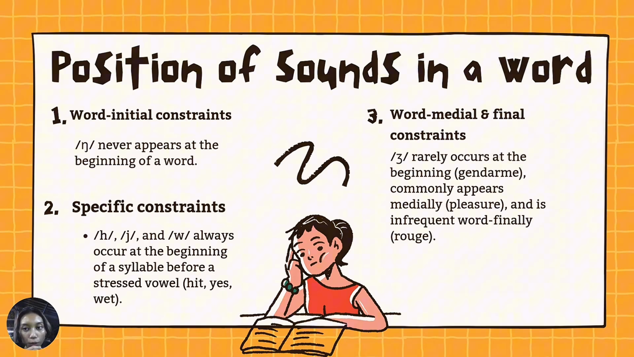Now let's look at how phonotactic constraints apply to different positions in a word. First are word-initial constraints. The sound ng never appears at the beginning of a word. The second are specific constraints. Sounds like h, y, and w always occur at the beginning of a syllable before a stressed vowel: hit, yes, wet. And the last are word-medial and final constraints. This rarely occurs at the beginning, like genre; commonly appears medially, like pleasure; and is infrequent finally.